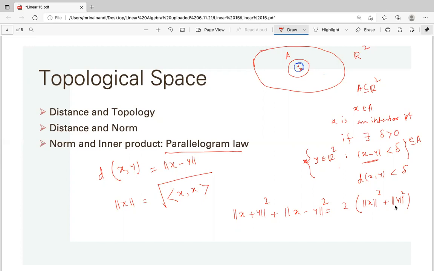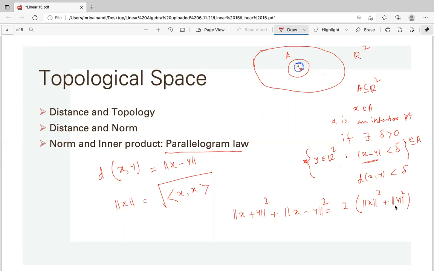If it holds, then you can say, okay, this norm actually came from an inner product, and you can define that inner product and show that this inner product induces that norm. Again, this needs a vector space because we are adding two vectors and we are subtracting two vectors.